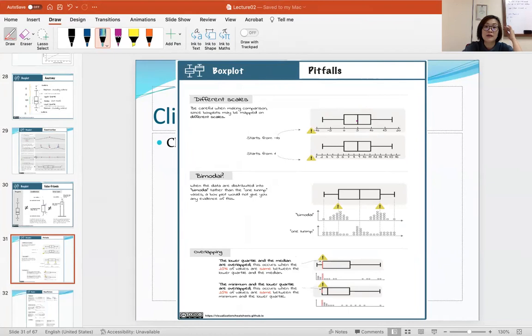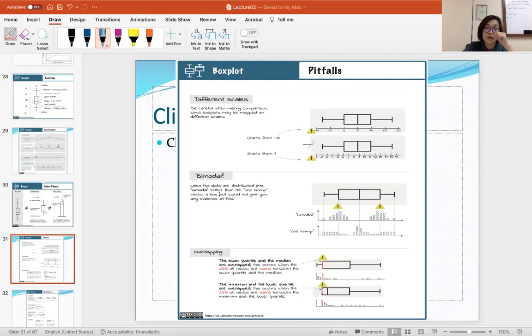So for example, the top one and the lower one in this case, the first one starts from -10. For the second one, it actually starts with 1. So you can't compare them directly. You have to analyze it properly.